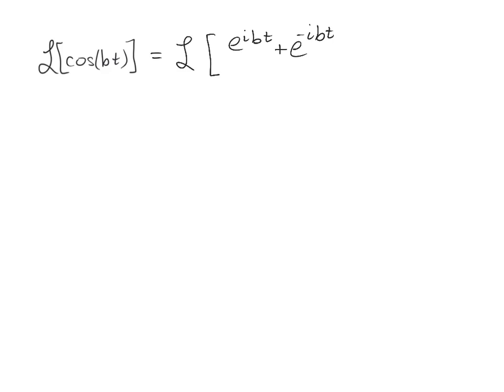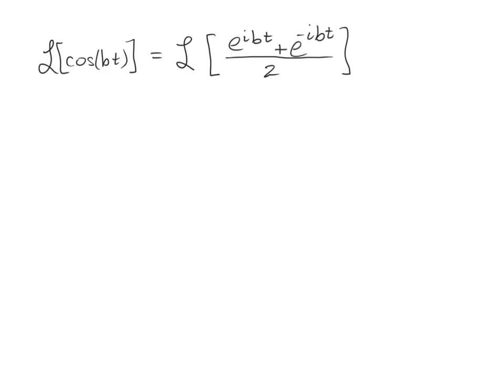All right, for our next example, we're going to find the Laplace transform of the cosine function. And this can be found a bunch of different ways. The easiest way to do it is to actually use Euler's formula for the cosine function, which uses the complex exponential. So that's going to be the Laplace transform of the sum e to the ibt plus e to the negative i times b times t, all divided by 2.